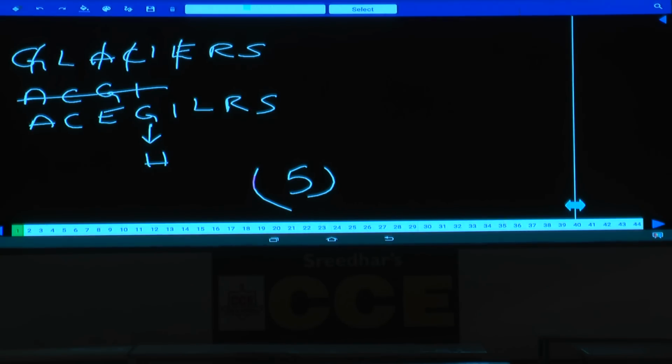Choice 5. Done with this? Now this is about question number 65. Then number series. Any doubts in this number series?